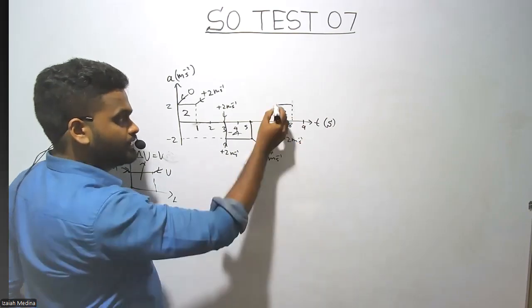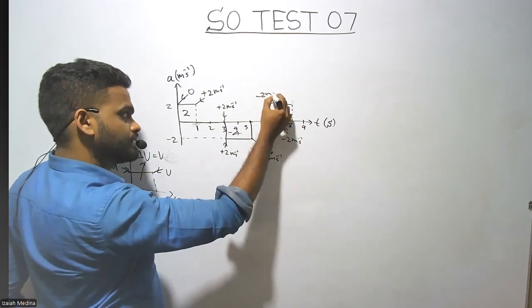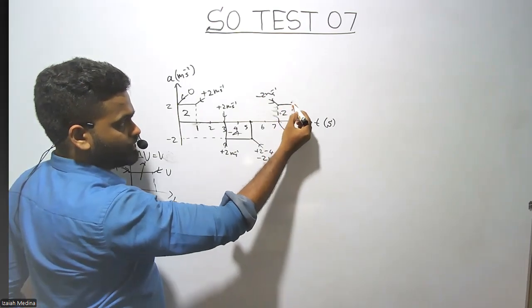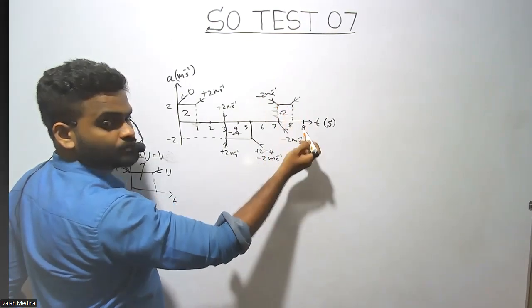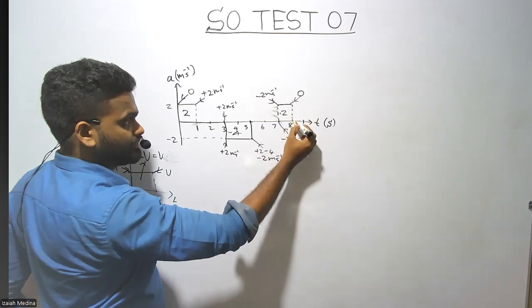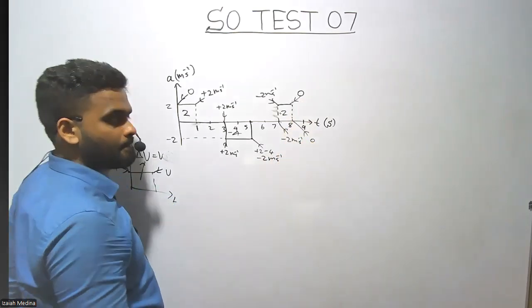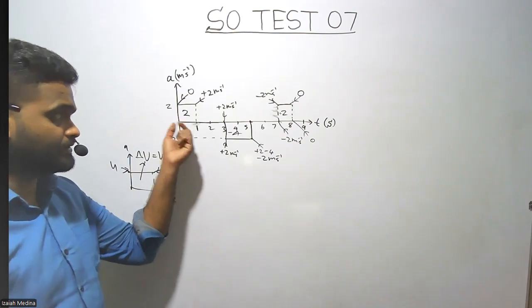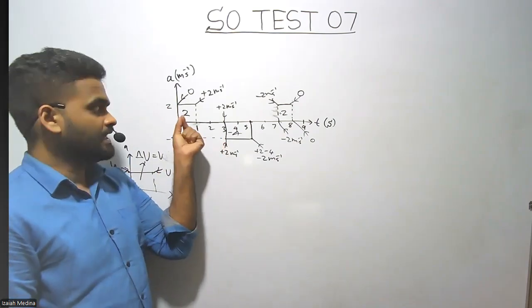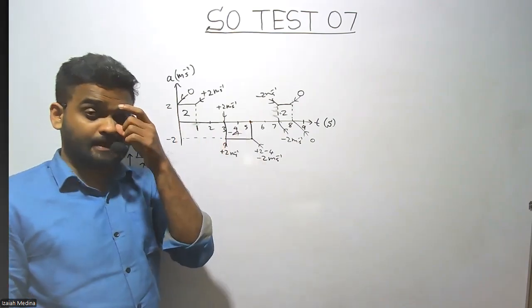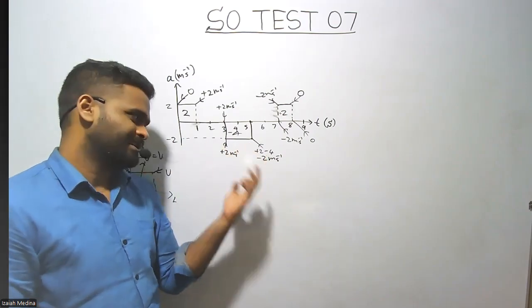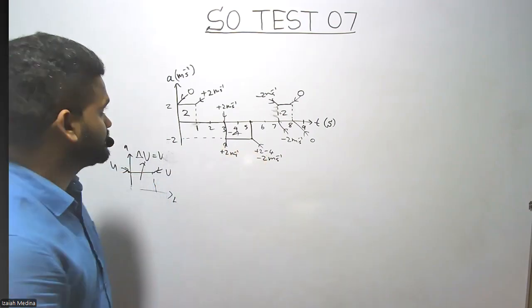Here also minus 2. Then this is a positive area, so you have to add that to minus 2. So it becomes 0. Here the velocity is 0, right? So likewise you can find the velocity at each and every point of the acceleration time graph. If you want, you can draw a VT diagram, but it's not necessary, right?